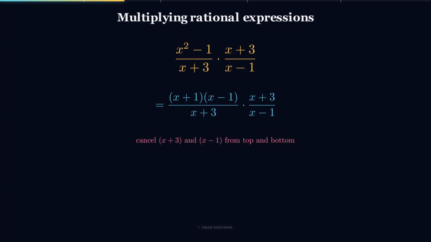Cancel the shared factors. The factor x plus 3 appears once in a numerator and once in a denominator. It cancels. The factor x minus 1 appears once in a numerator and once in a denominator. It cancels. After two cancellations, only x plus 1 survives in the numerator. The simplified product is just x plus 1. Two rational expressions multiplied together collapsed into a single linear binomial. Notice how factoring before multiplying made all the cancellations visible in one pass.